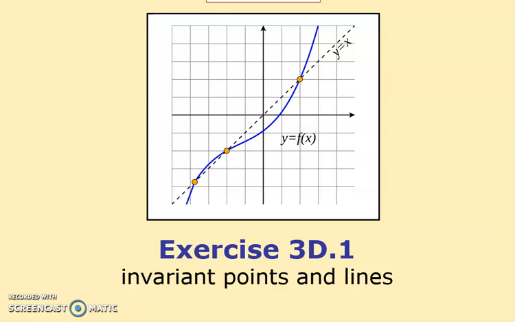Invariant points and lines are points and lines which, under some kind of transformation, of course we've seen some transformations now, we've seen reflections, rotations, shears, enlargements, a variety of rotations and whatevers. And under these transformations, sometimes there are certain points that don't move.